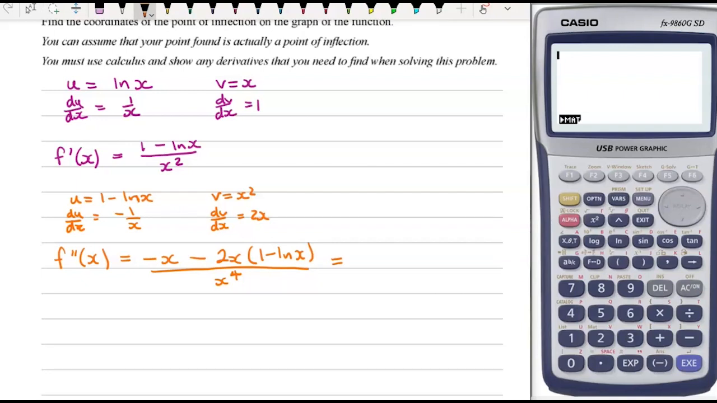So if we can tidy that up a bit, because we need to use it for some other stuff. So this will be multiplying out that bracket, looks like this, all over x to the 4. Well, the minus x minus 2x becomes a minus 3x, and we can cancel through by an x. So that'll be minus 3 plus 2 log x over x cubed.